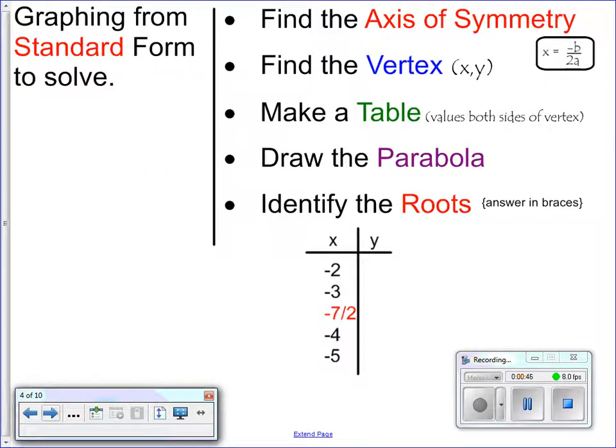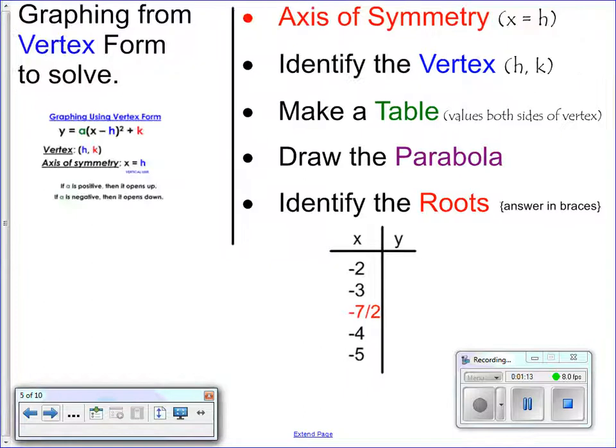When we graph from standard form, we have to find the axis of symmetry, so we have to use the equation negative b over 2a. Then we take that solution for x and plug it in, and we find the vertex, so we have our x, y point. We put that in the middle of our table, and we use values on either side of our vertex. We draw the parabola, and then we identify our roots once we have the parabola drawn. Where does it cross the x-axis?